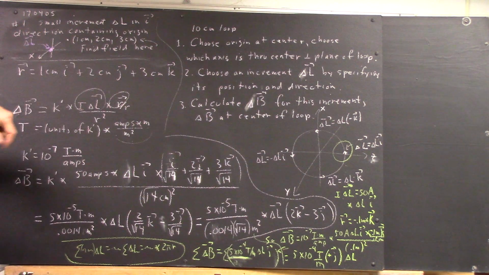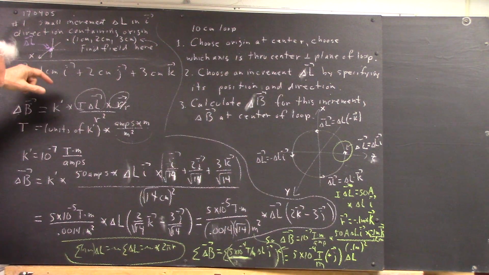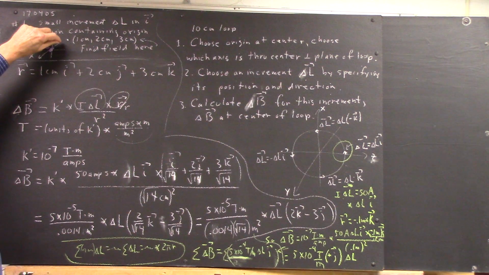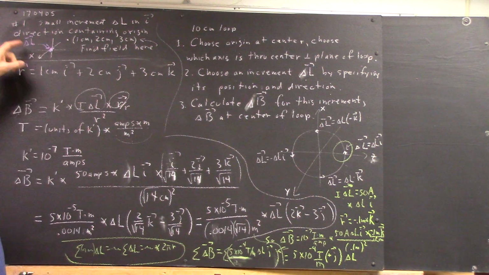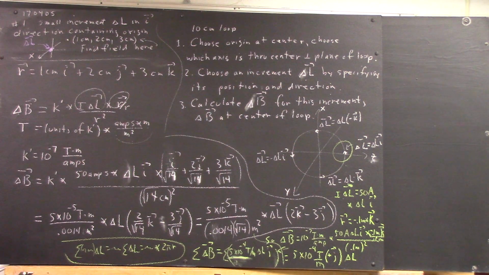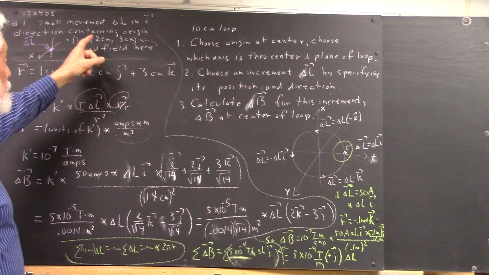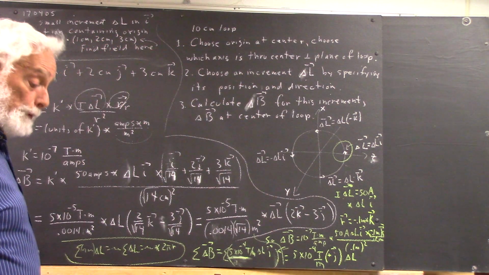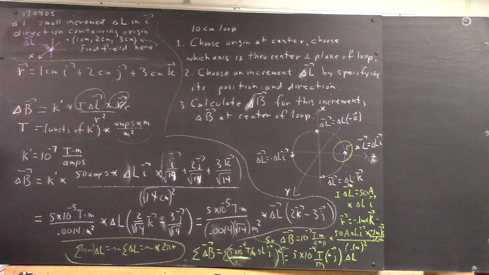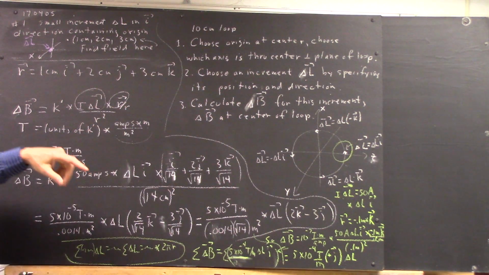in the I direction. It's a little hard to write that very well with chalk, but the head of the arrow's on this, so it's an arrow going this way. And there's our delta L vector. Okay? Now we're trying to find the field at the point 1 centimeter, 2 centimeters, 3 centimeters. So, first thing we need to do, of course, we have our law.